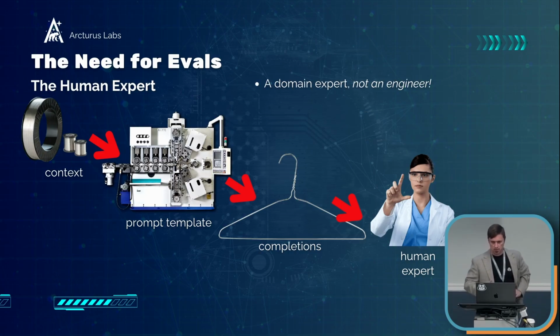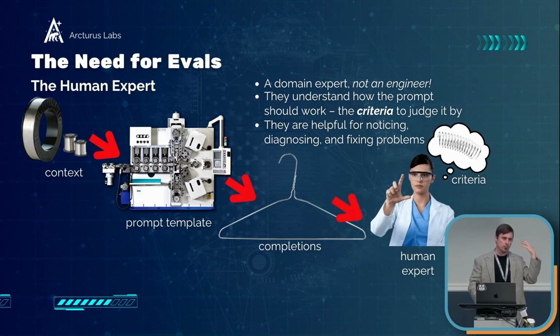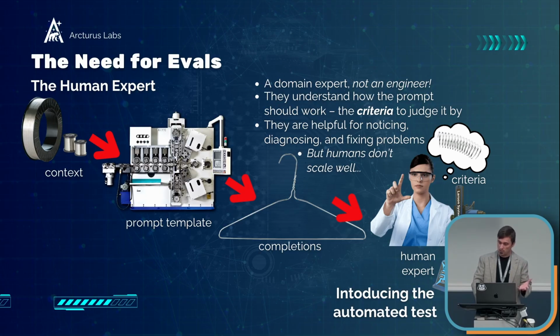Now, several important aspects of our human here. This expert is the domain expert. It's not just an engineer. And if you have an engineer who is also a domain expert, then give them a pay raise. They're going to be really important. The expert has an understanding of how the prompt should work. They know that given this input, here's what the output should be. And they can be helpful for noticing problems as they arise, and diagnosing things and figuring out before you go to production what some of the problems are, because they know all the corner cases. But humans don't scale too well.